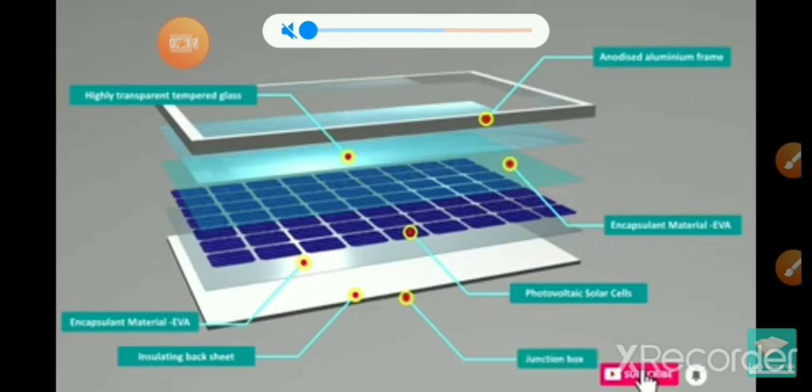So let me show you the structure of the solar panel in detail, children. You can draw this diagram. It is a very nice diagram and very clear to you. This is the structure of the solar panel. I have shown you in detail. Now I'll explain the main topic to you.